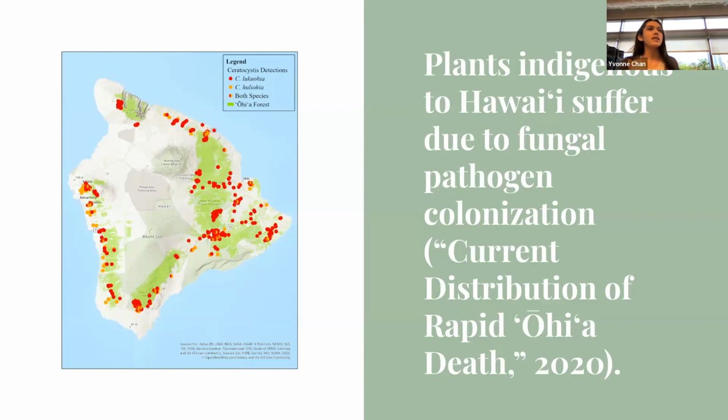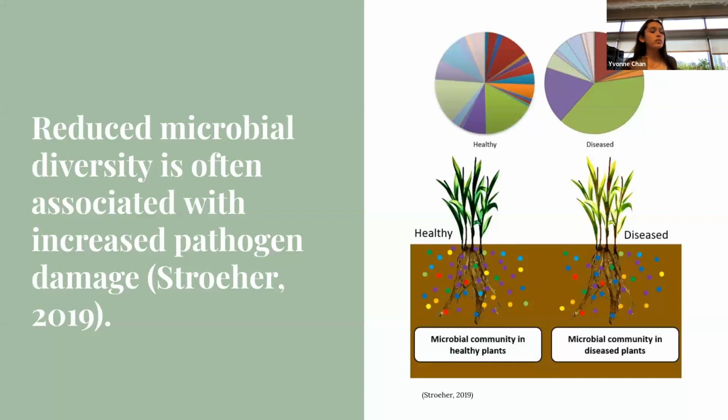So what can cause this increased pathogen incidence in native Hawaiian forests? Reduced microbial diversity might be the answer. Reduced microbial diversity is often associated with increased pathogen damage. This can be illustrated by this diagram created by Stroher in a study in 2019, and it found that healthy microbial communities and healthy plants are very diverse and help to reduce pathogen incidence. However, diseased communities have much less microbial diversity, and this can contribute to having weaker responses to pathogens.